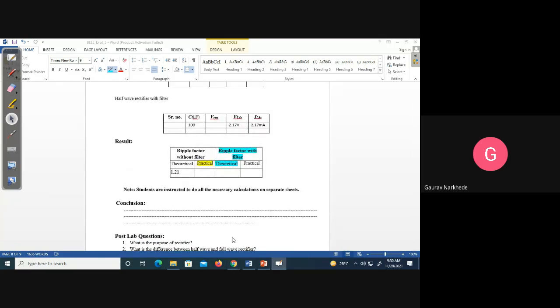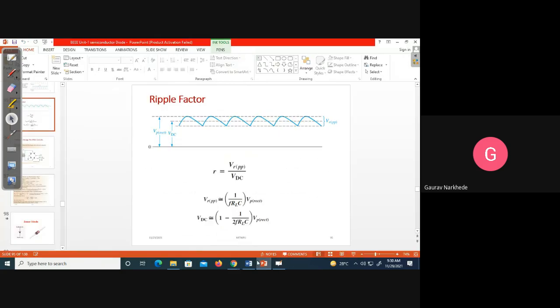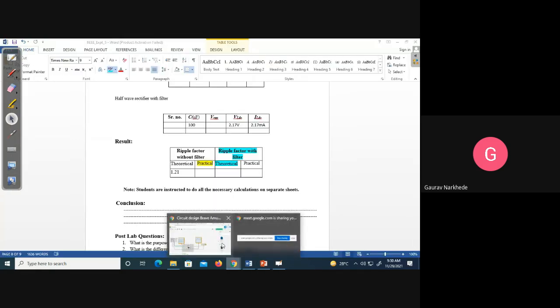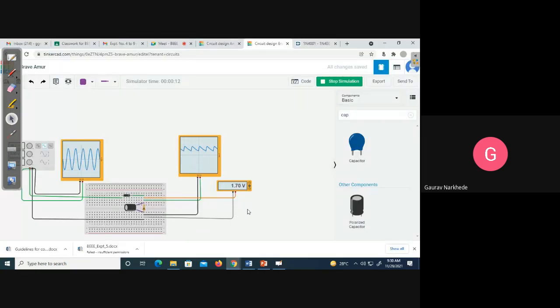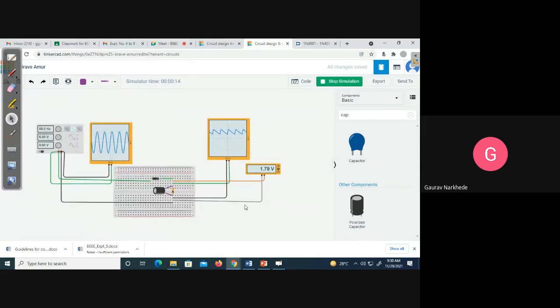I guess this session was good to understand how this rectifier is working, and how the filter is filtering the AC supply which is coming out from the rectifier, right? Any problem in this? No, sir.